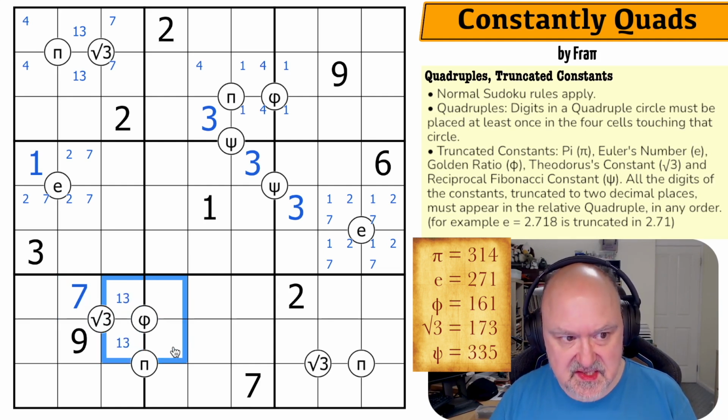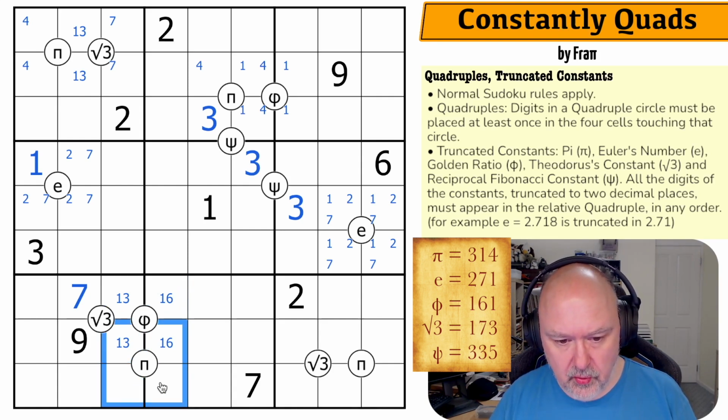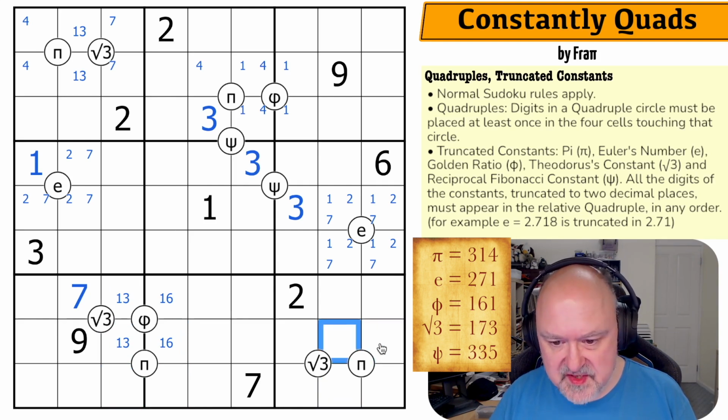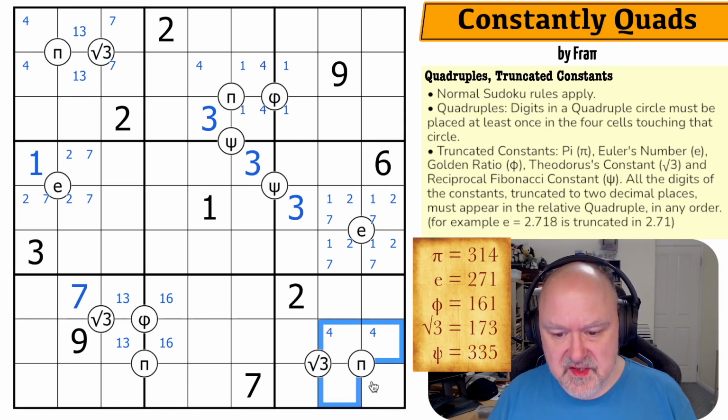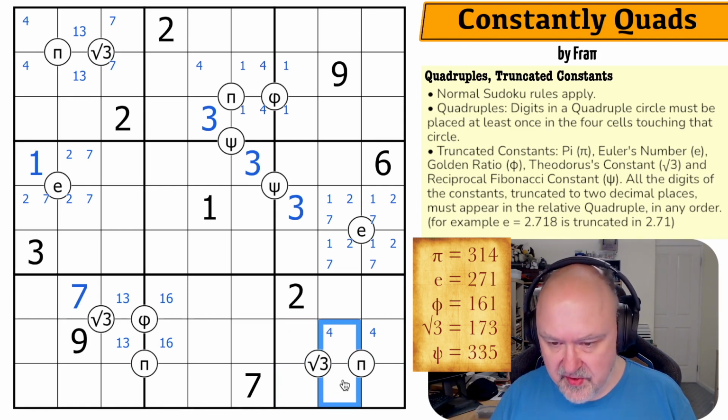Okay. This is the golden ratio, which is 161. So these have to be 1 and 6. And this one is done. This is pi, which is 314. Well, there's lots of places I can see that there has to be a 4 down here, which means around this pi, there has to be a 4 in one of those two. There must be a 1 around this for 314, and there must be a 1 around this for 173. So the 1 is in one of those two, taking 1 out of those two.